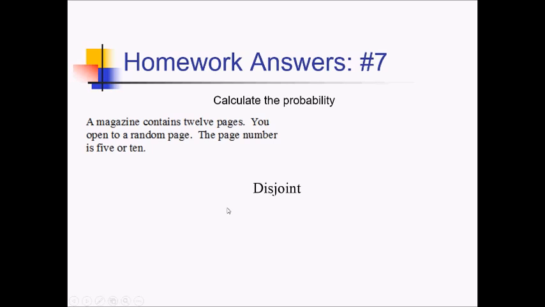So for the probability then of a 5 or 10, first our total number of possible outcomes is going to be the number of pages in the magazine. So that's 12 for our denominator. The probability of opening to page 5, it's just one of the 12 pages, so 1 over 12. Page 10 has the same probability. Again, it's just one of the 12 pages, so we're adding 1 out of 12 here. That adds up to 2/12, which we can now reduce to 1 over 6.